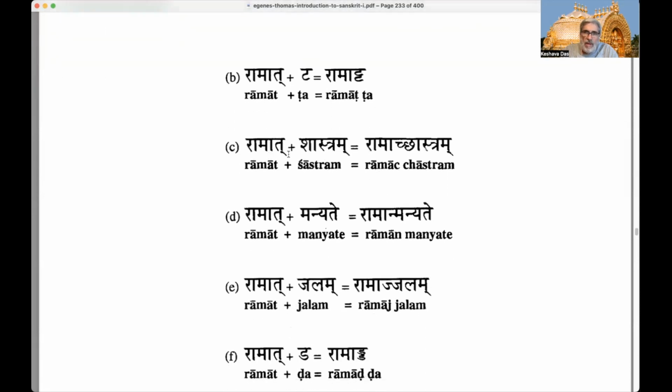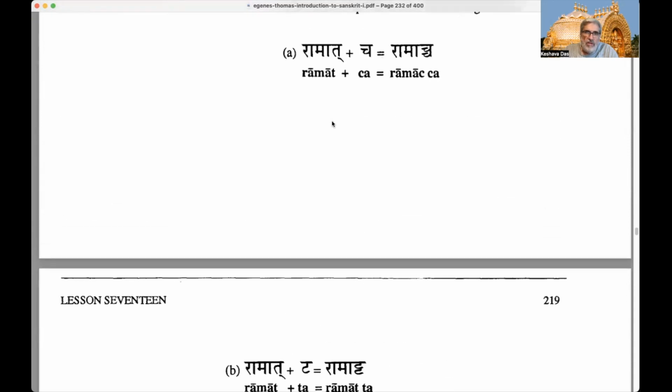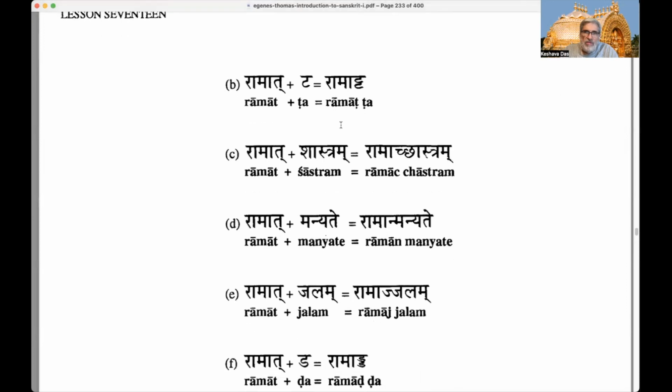Then we have ramat again plus shastram, and the T is going to turn into a C, as it did up here in the first example. But because the second word starts with the sibilant, the palatal sh, that palatal s is going to turn into a ch. So you're going to get ramachastram.